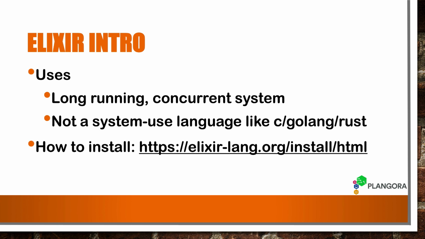And so again, I want to talk about this and make this very clear. Elixir is for long-running concurrent systems, okay? Things like telephone switches, chat programs, these kind of very long-running things. It's not a system use language like C, Golang, or Rust. These are what I call system use languages, which are used to do system-based operations, right?